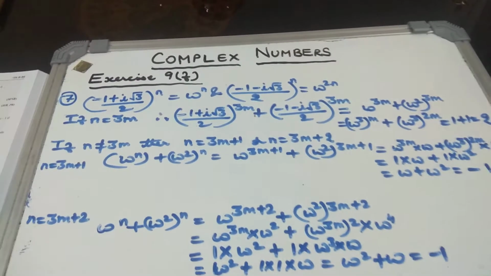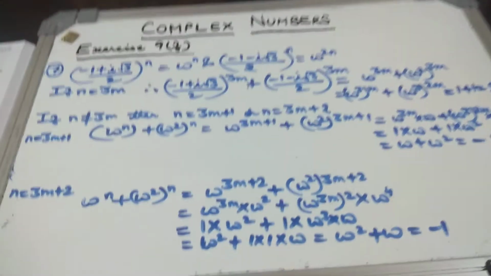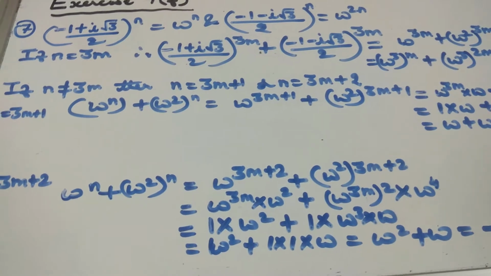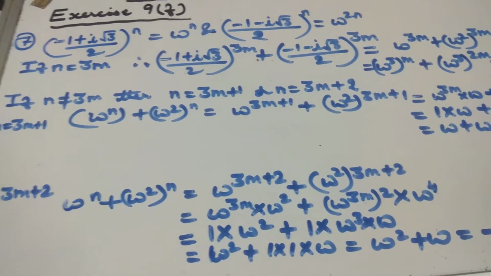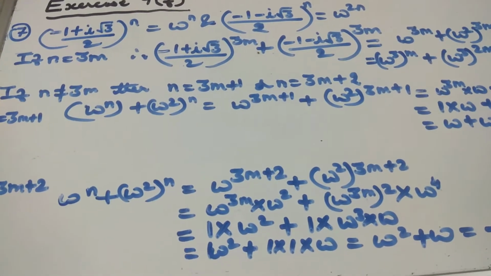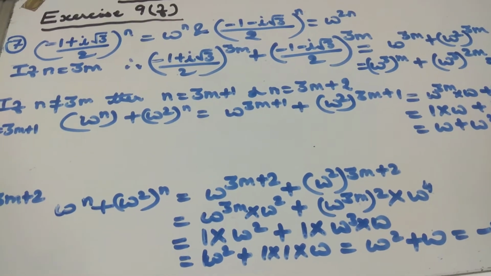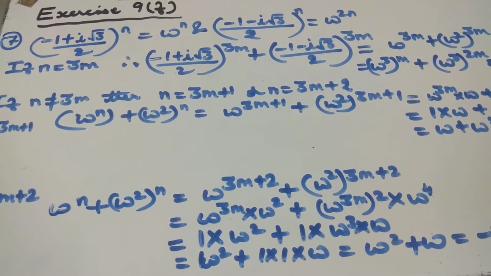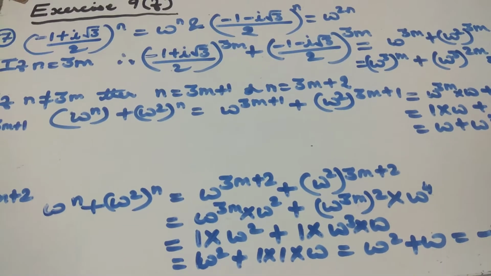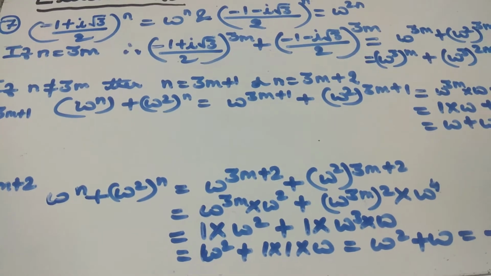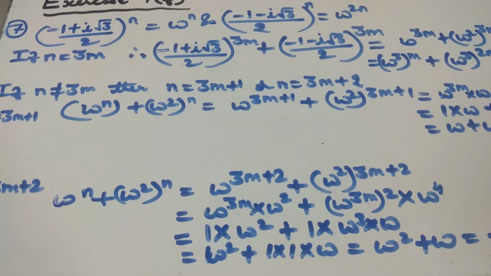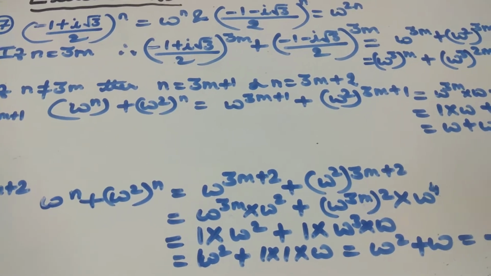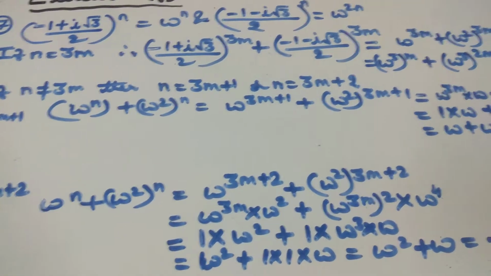Children, now I am doing question number 7 for you. It's a very good question. Question says, prove that ((-1 + i√3)/2)^n + ((-1 - i√3)/2)^n is equal to 2 if n is a multiple of 3 and is equal to -1 if n is not a multiple of 3, or n be any other integer.